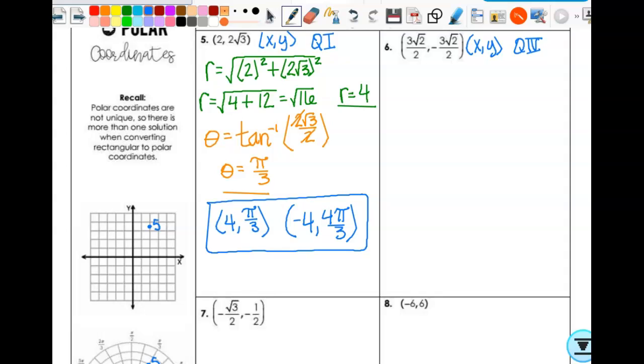3 square root of 2 over 2 is about 2.1. Okay. So that means I'm going to go to 2.1, negative 2.1, about right there. And this is number 6.